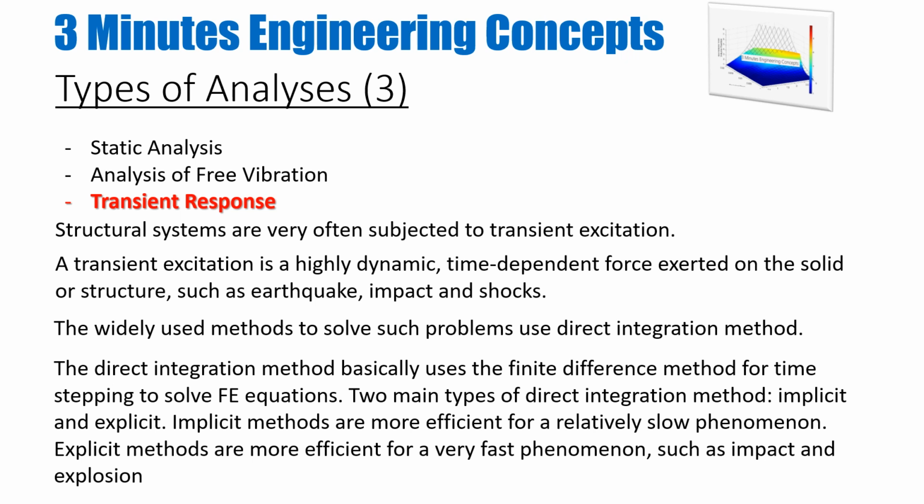The implicit method is more efficient for relatively slow phenomena which take a long time, where you can't really afford to run simulations for long times because it takes a lot of time. Explicit analyses are more efficient for very fast phenomena such as impact and explosion. If you go into more detail, you will find there are some conditions. For example, explicit analysis requires a very small time increment as compared to implicit, and that is why it is more suitable for short time period phenomena as compared to long phenomena, which are better suited to implicit methods.